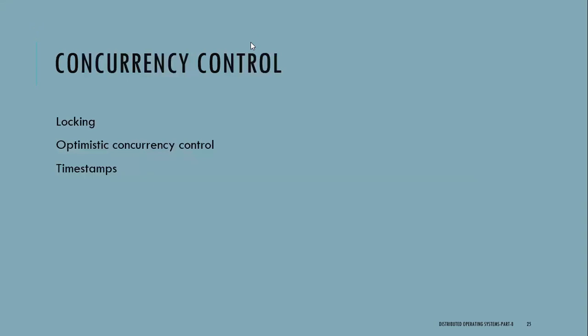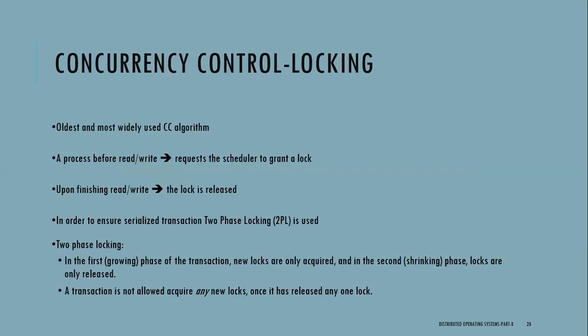Concurrency control: first locking, then optimistic concurrency control, then timestamps. Concurrency control locking, the oldest and most widely used algorithm. A process before a read or write requires the scheduler to grant a lock. Upon finishing the read or write, the lock is released.